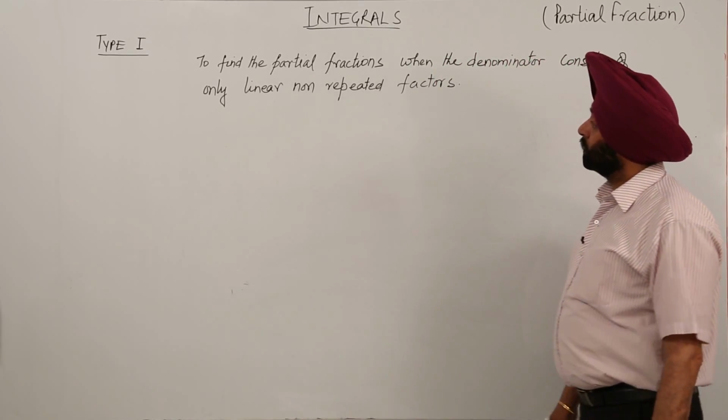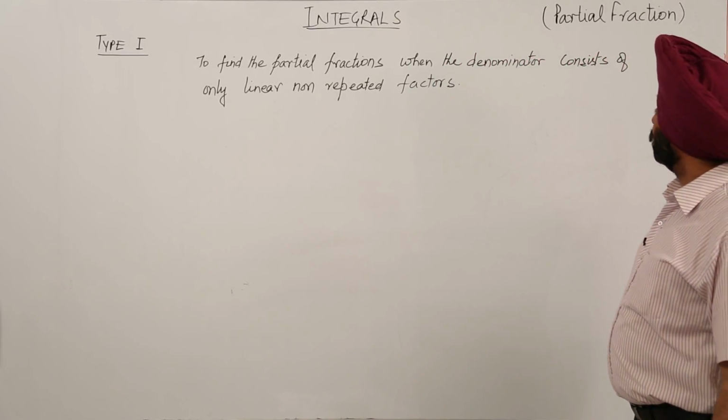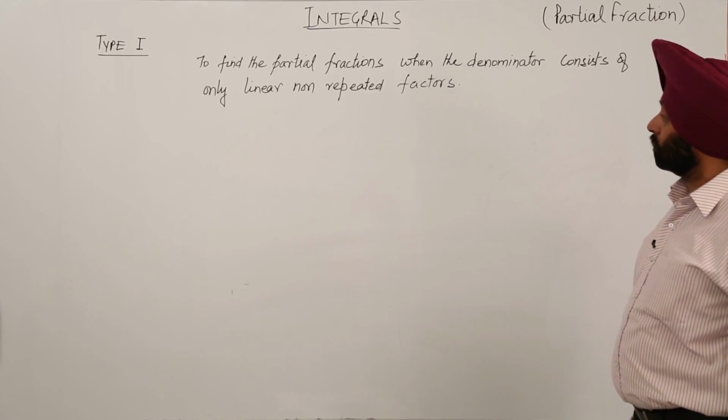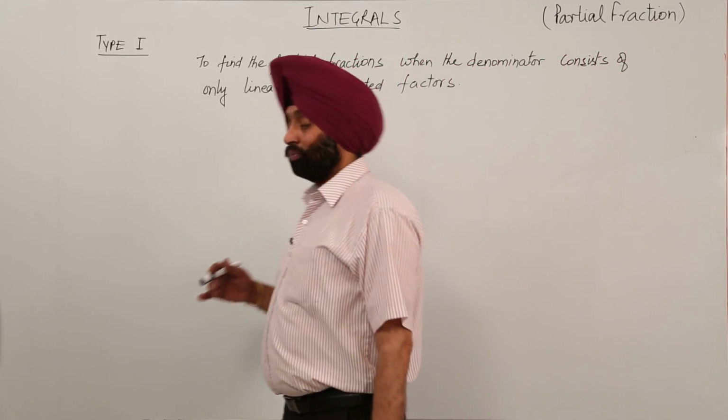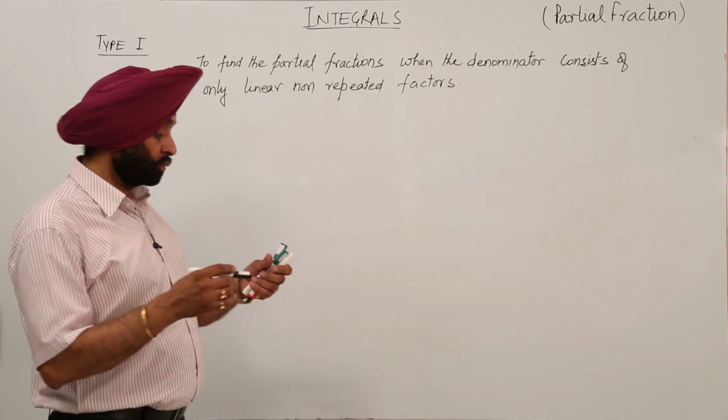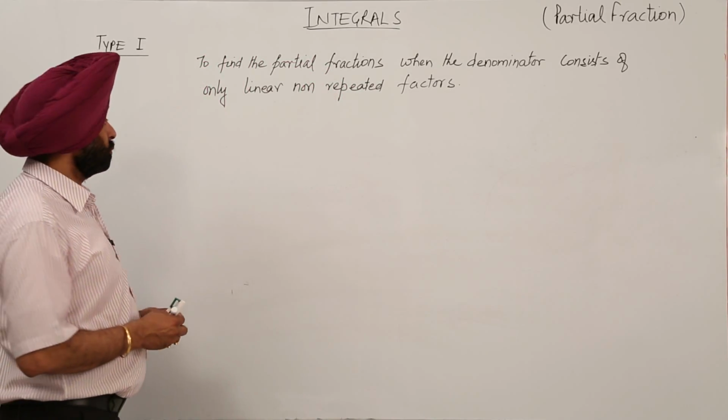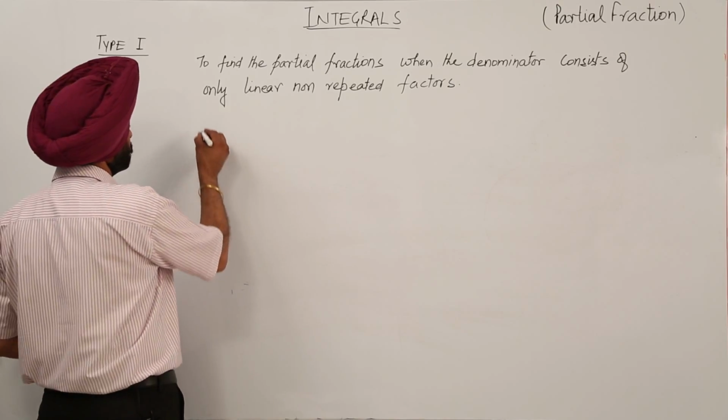First type, to find the partial fraction when the denominator consists of only linear non-repeated factors. Okay, now here also we are having two different cases. Now, case 1.